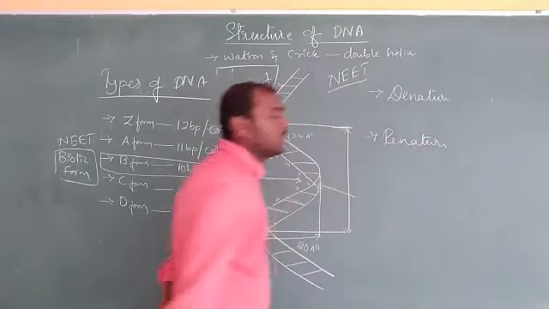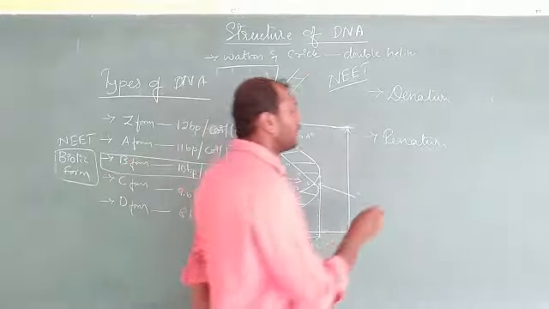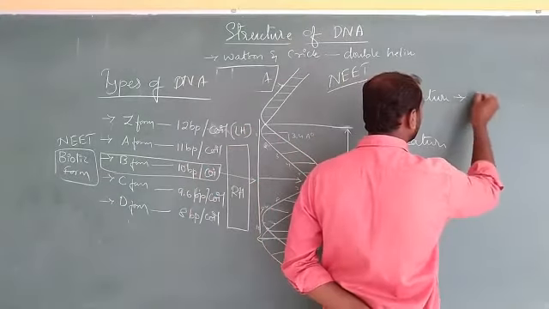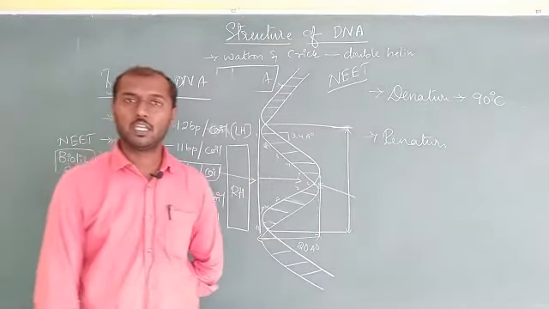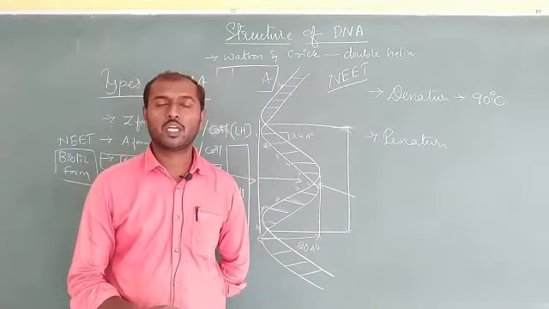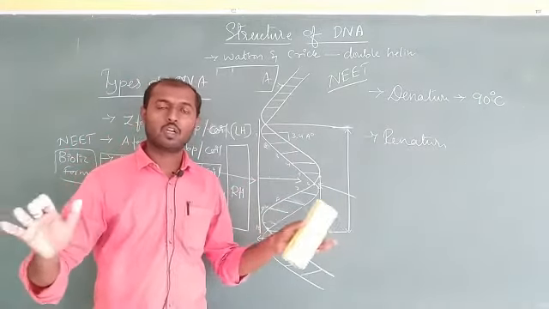Denature means melting or destroying. So when we give 90 degrees Celsius of temperature to the DNA, it is going to get denatured. What happens? The hydrogen bonds are going to break down and separate.